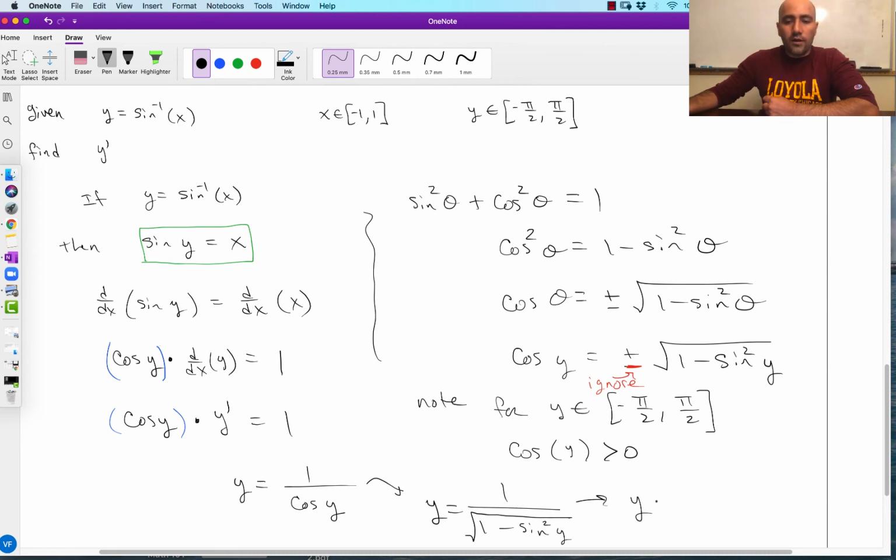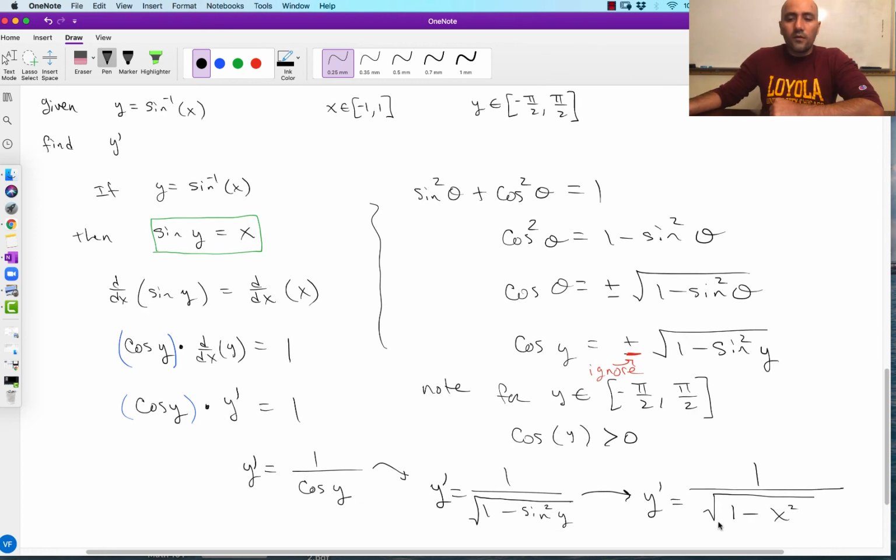Sorry, coming back up here, this is y prime, bringing this down, dividing both. So y prime equals this. So y prime equals 1 over the square root of 1 minus x squared. Okay, so that's our derivative.